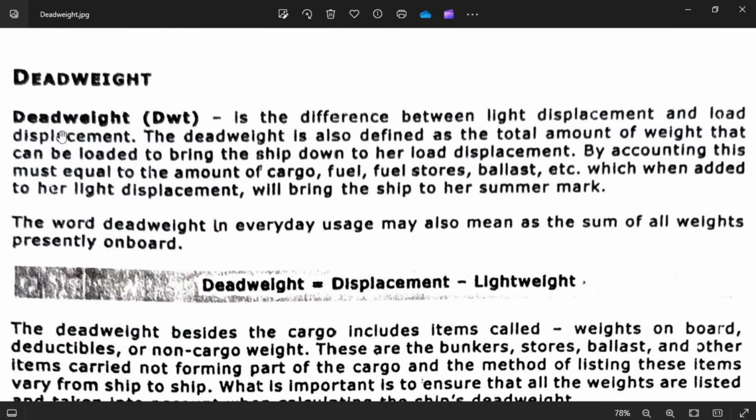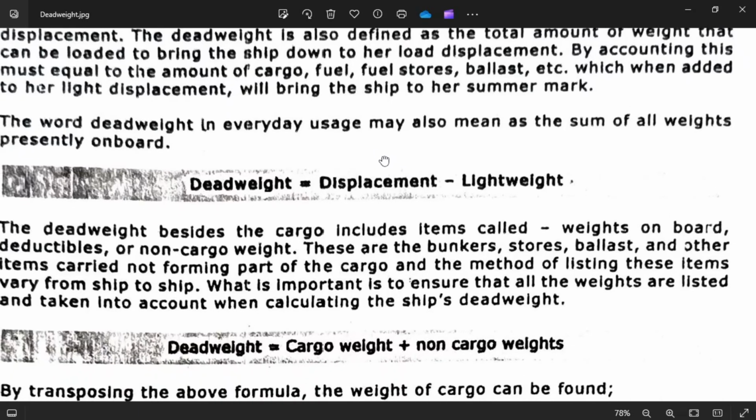Okay, deadweight. The abbreviation is DWT. It is the difference between light displacement, the light ship, and load displacement. Deadweight is also defined as the total amount of weight that can be loaded to bring the ship down to her load displacement. By accounting, this must equal the amount of cargo, fuel, stores, ballast, etc., which, added to her light displacement, will bring the ship to her summer mark.